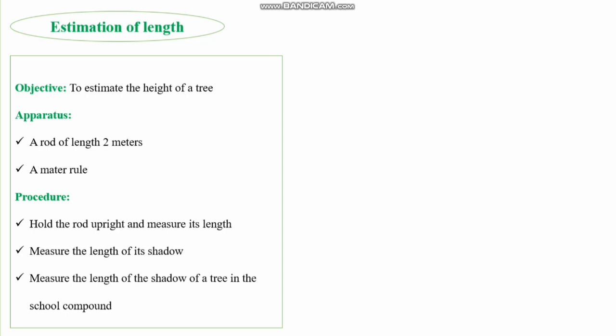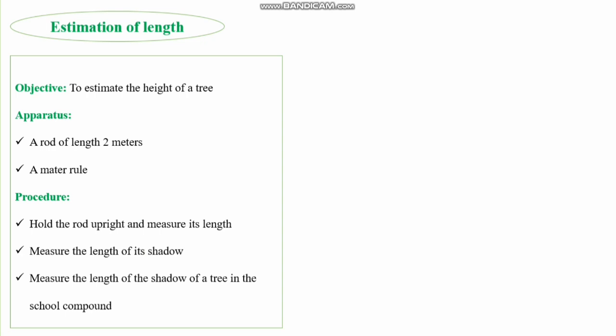So the procedure involves holding the rod upright and measuring its length. In our case, the rod is 2 meters. We measure the length of its shadow, so you must make sure that while doing that experiment there is the presence of sun. Also you must ensure that when you are measuring the length of the shadow of the rod, it is at the same time as measuring the length of the shadow of the tree. This is because if the position of the sun changes, there will be high chances that you get incorrect measurements.